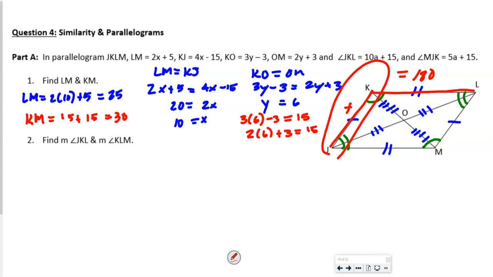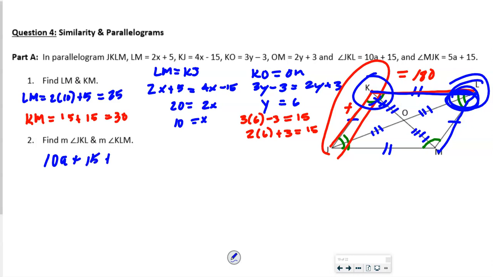JKL, that's that angle. And KLM. So these are two angles that are next to each other. Y'all see that? Angle L and angle K are next to each other. So we're going to add them together and set them equal. So we got 10A plus 15 plus 5A plus 15, and this is going to be set equal to 180.